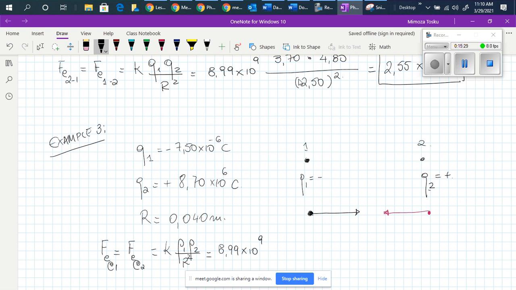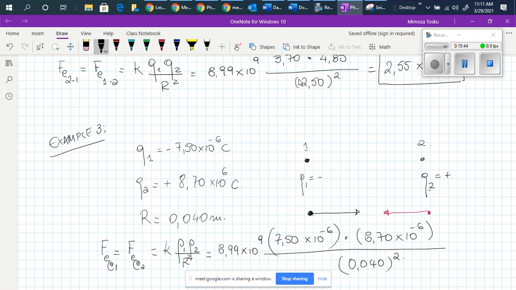So we just state the magnitudes: 7.50 times 10 to the power of -6 times 8.70 times 10 to the power of -6 over 0.040 to the power of 2. Enter this in your calculator and you will find that the electrostatic force is 366.6 newtons, and it is an attraction force.